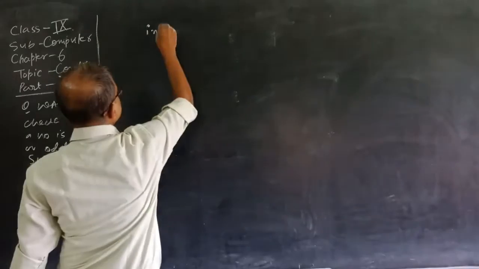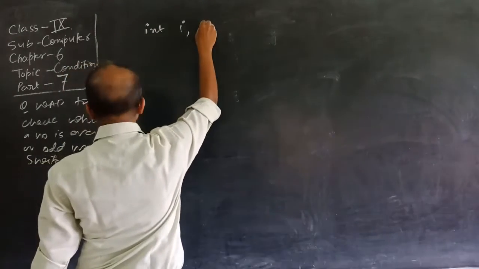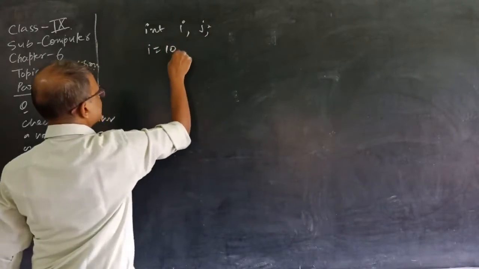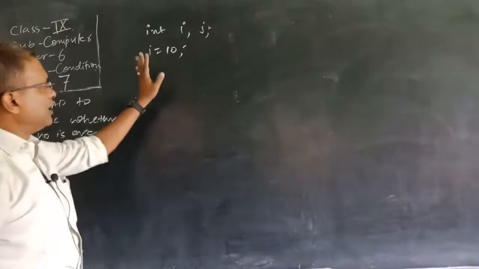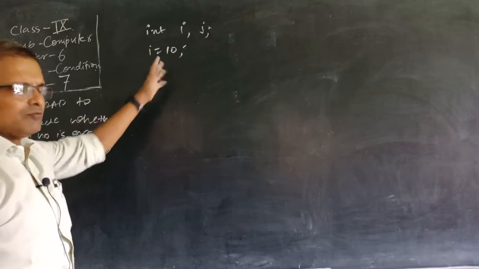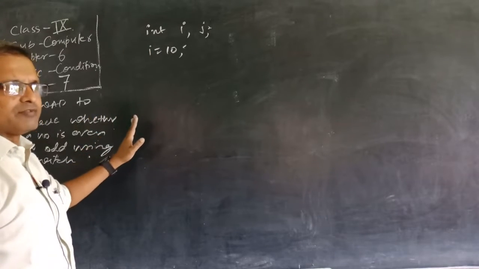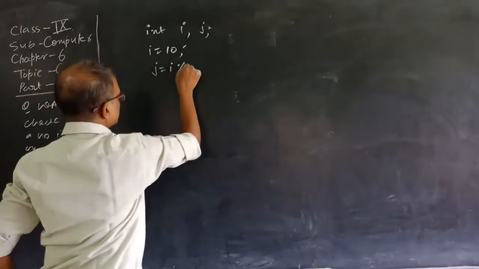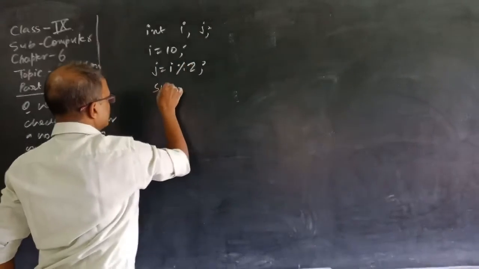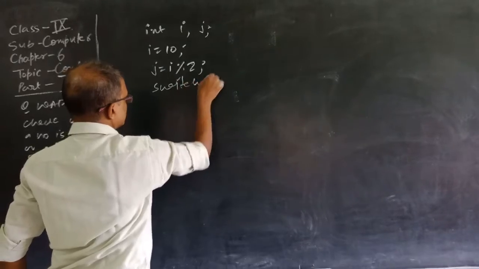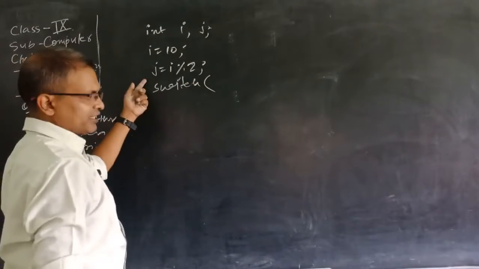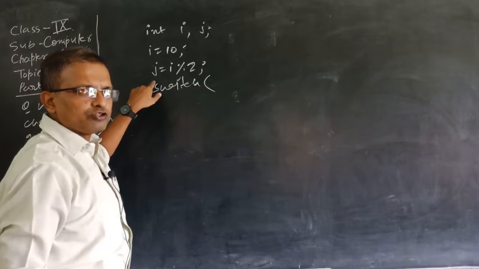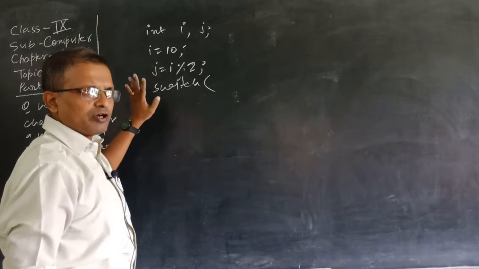Suppose int i, and for the remainder in this case we use j. Suppose i equal to 10. I am not using the Scanner class, I am just using a value directly, because this time I have to give the concept of switch. i equal to 10, j equal to i modulus 2, now switch. What should be used here, i or j? You have to apply the condition on j: if the value of j is equal to 0, that will be even, otherwise odd.